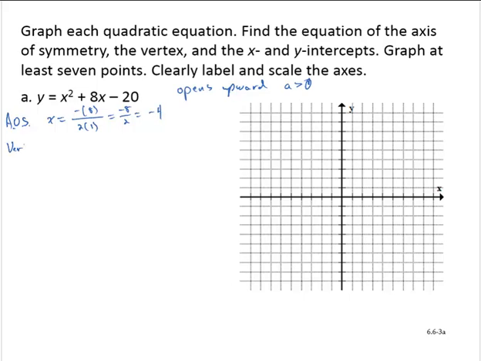Now let's complete the vertex. Letting x equal negative 4, y would equal negative 4 squared plus 8 times negative 4 minus 20. And that's 16 minus 32 minus 20. So that's negative 16 minus 20, that's negative 36. So then the vertex is negative 4, negative 36.